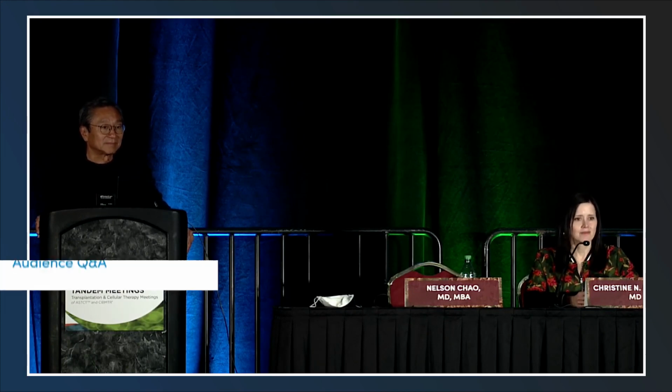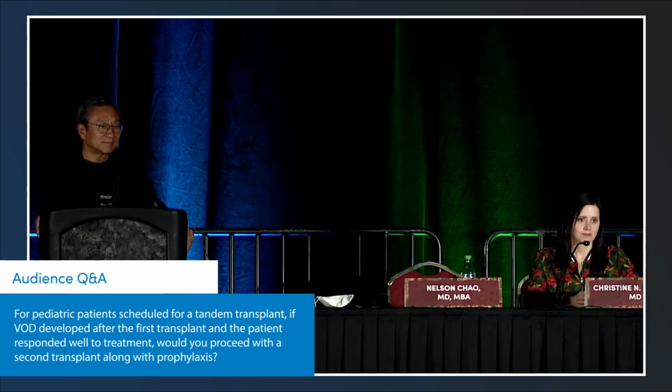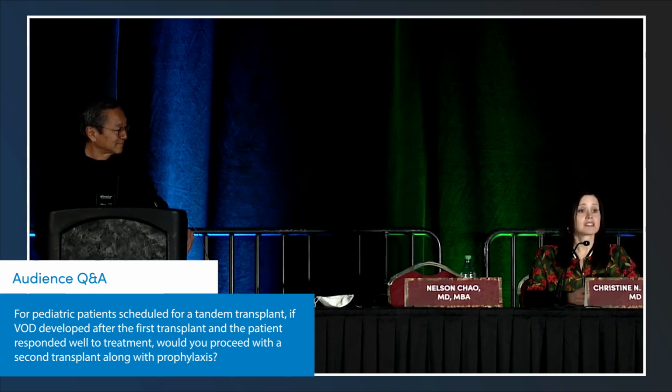I'm not a pediatrician, but my question is, y'all do a lot more tandem and/or more transplants. So if your child got VOD with the first transplant, responded very, very well, would you proceed with the second transplant, perhaps with prophylaxis? Such a good question, and this certainly does come up.